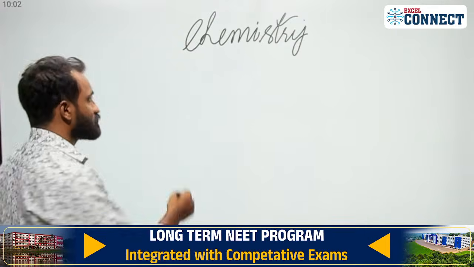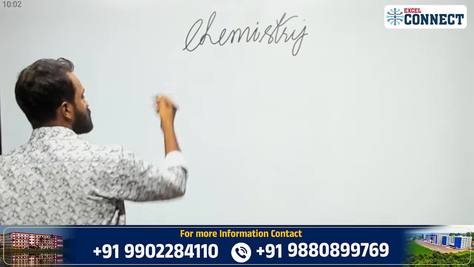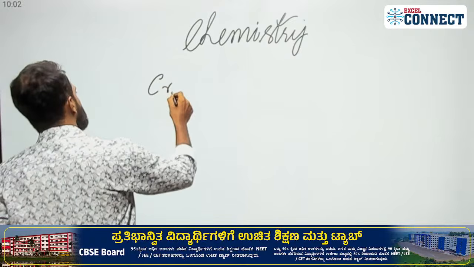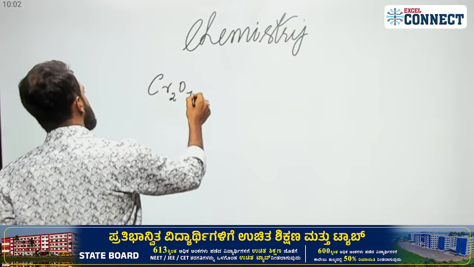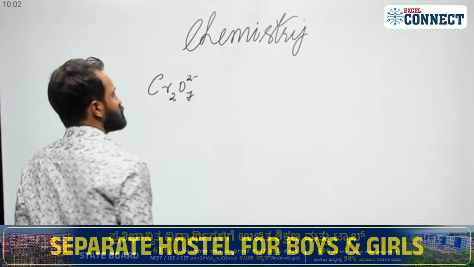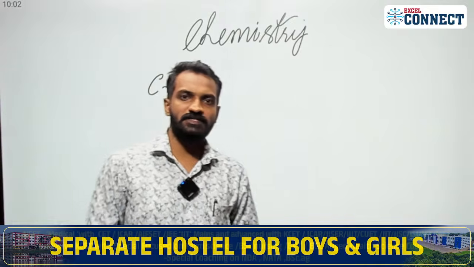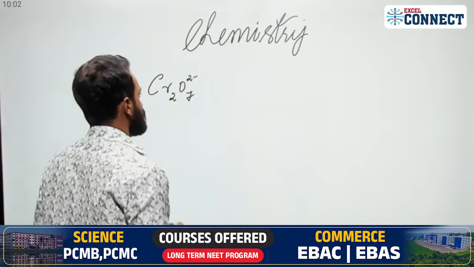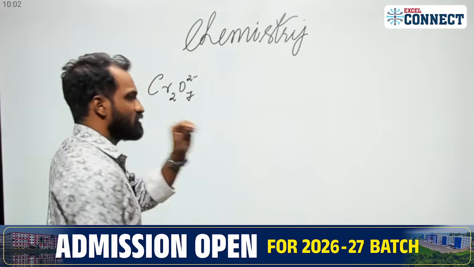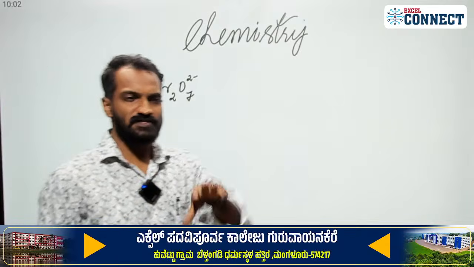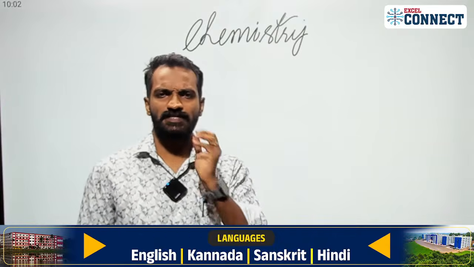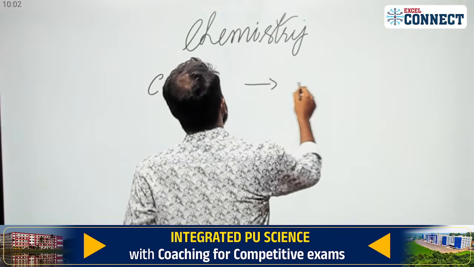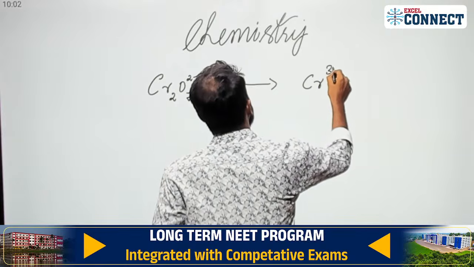Now we will discuss oxidation and reduction only. We'll continue with that one only. Cr2O7 2 minus. In this case, my dear students, this is dichromate. Last class I told you, I'll give you one equation and teach how to balance it. Now, this gives Cr3 plus.